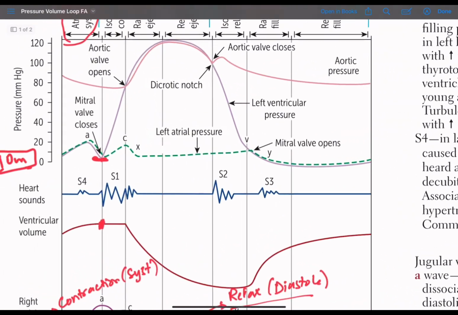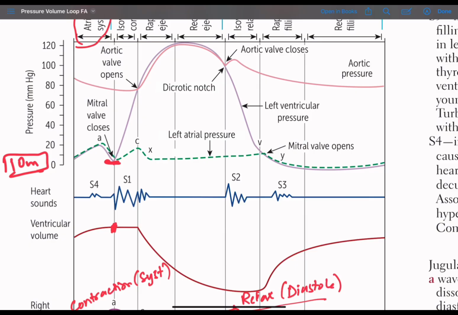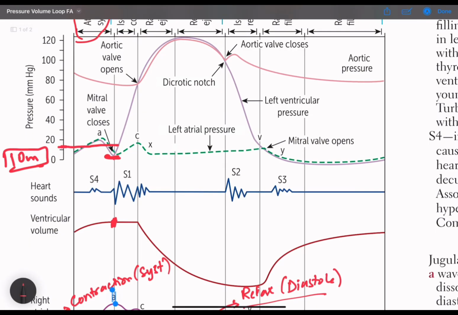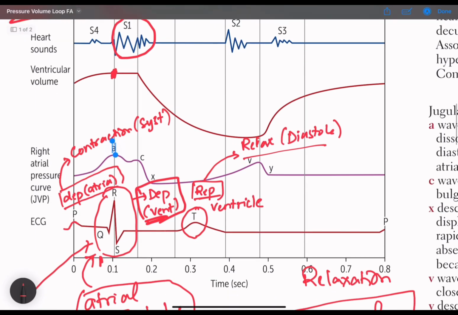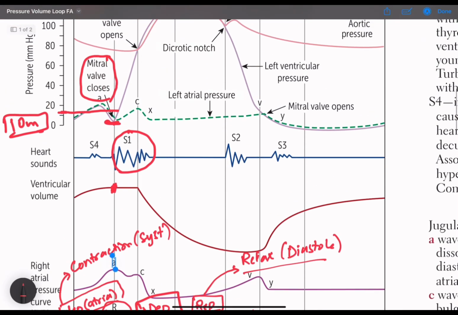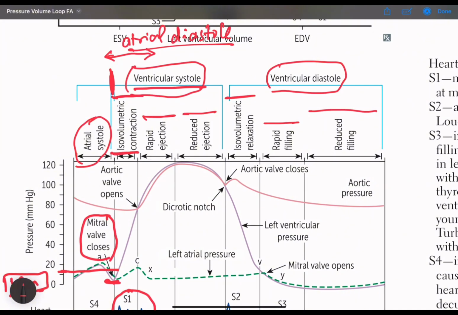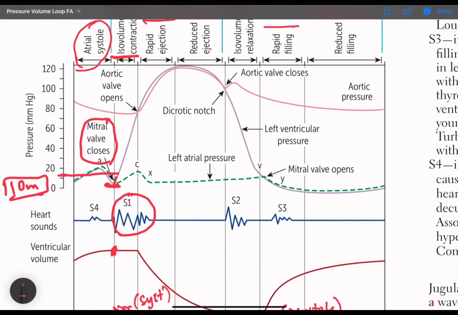So if you look over here, when the pressure goes above 10 mm of Hg, suppose we have a pressure of 15 mm of Hg, at that particular instant we have closure of the mitral valve, and this produces the S1 sound. I hope we are clear up to this. Now we have the phase of isovolumetric contraction.